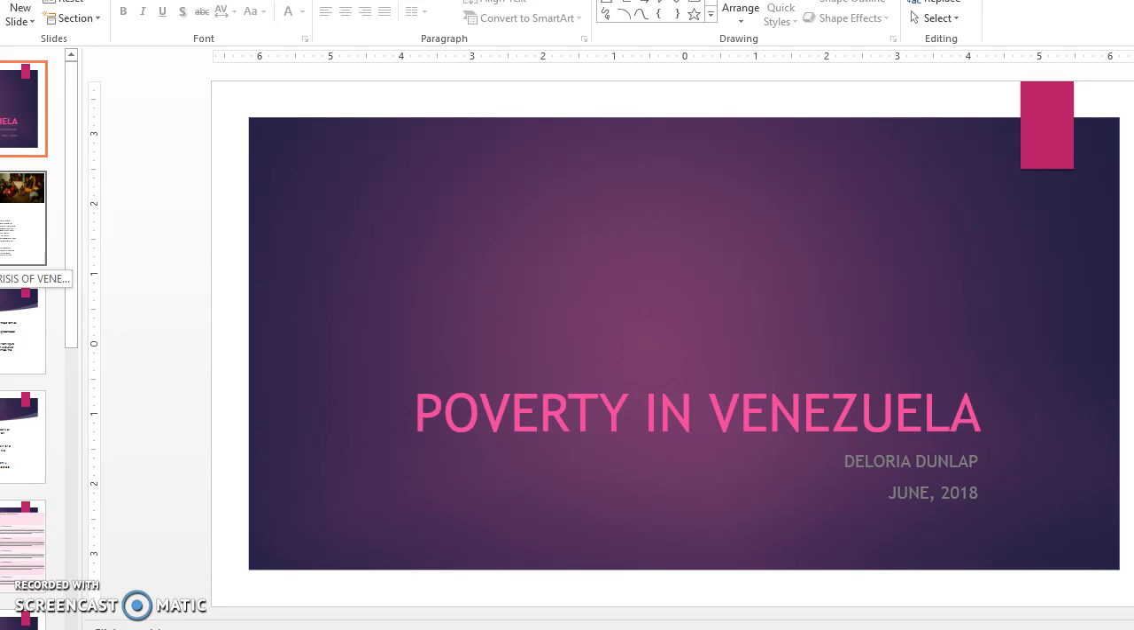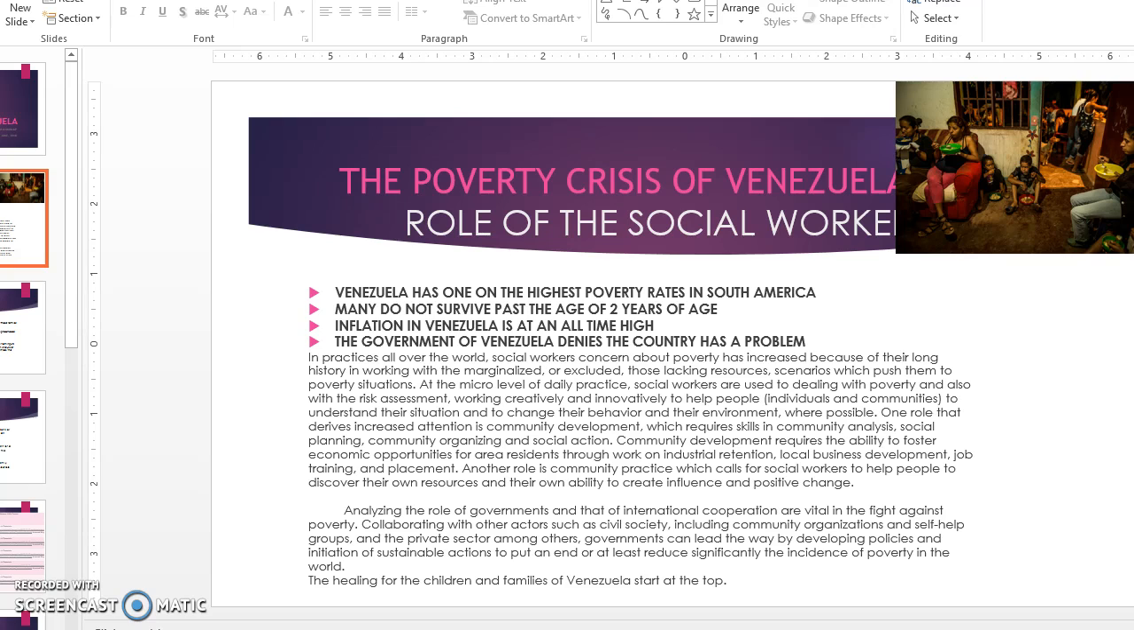This is a case study to delve a little bit more deeply. This slide talks about basically the poverty crisis in Venezuela and the role of the social worker. Venezuela has one of the highest poverty rates in South America, and many of the children don't survive past age 2 because of the malnutrition that they have.